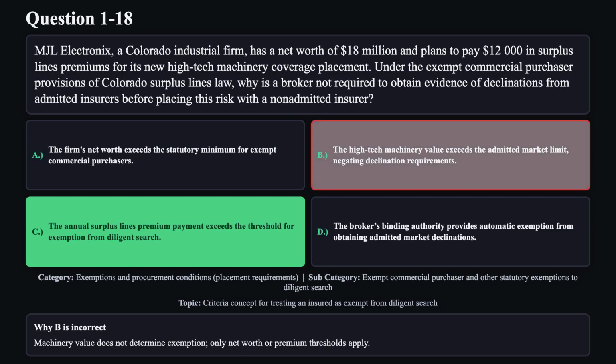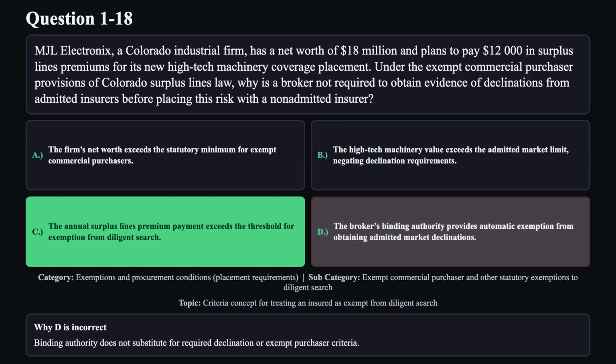Reason B is not correct. Machinery value does not determine exemption. Only net worth or premium thresholds apply. Reason D is not correct. Binding authority does not substitute for required declination or exempt purchaser criteria.